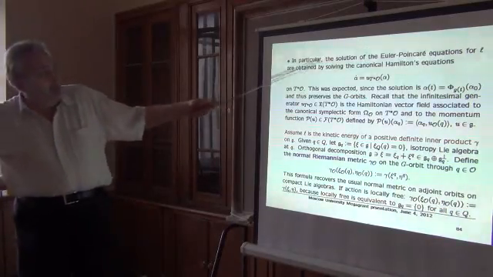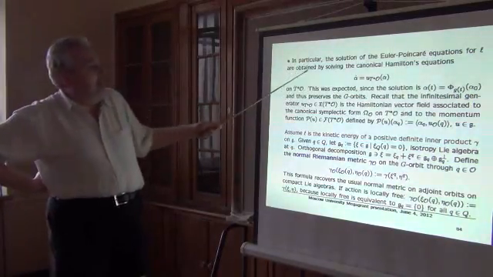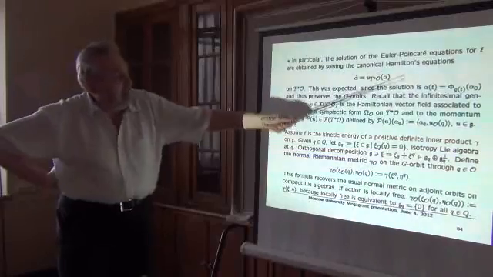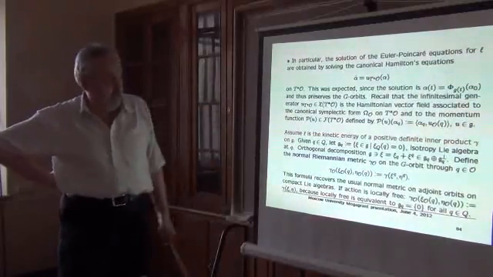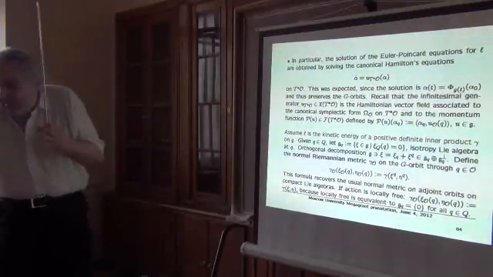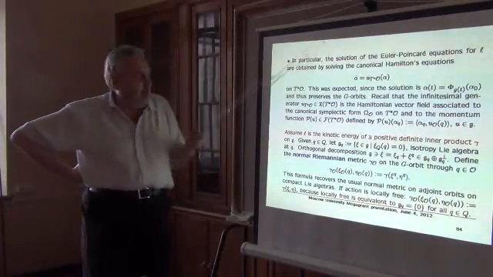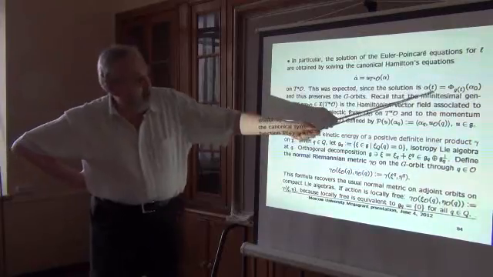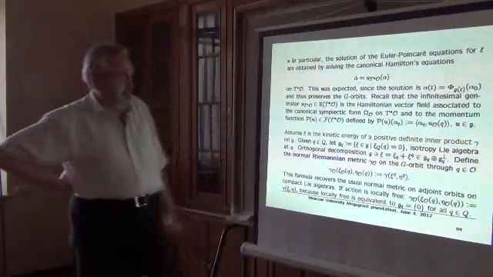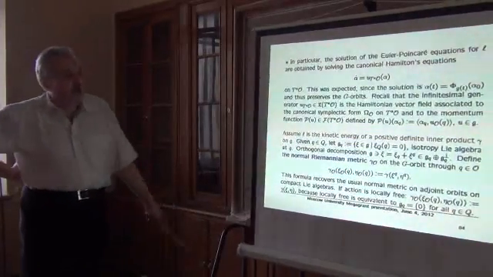So, in particular, the solution to the Euler-Poincaré equations for L is obtained by solving canonical Hamilton's equations on the orbit. Well, of course this was expected, I'm not telling you anything new. I'm just restating things in a different way, since the solution is given by the action, and thus preserves the orbits.